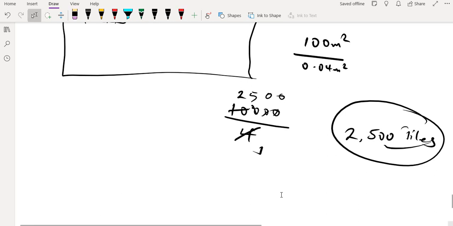2,500 tiles. Listen, the principles remain the same. They can change the figures, but the principles remain the same. Get the area of the big space they want to fill, then get the area of what they're using to fill it, divide, and you get your answer. It will always be that way, anytime.